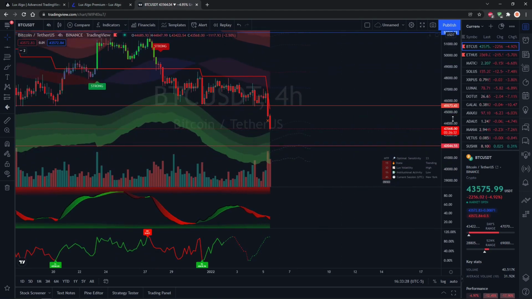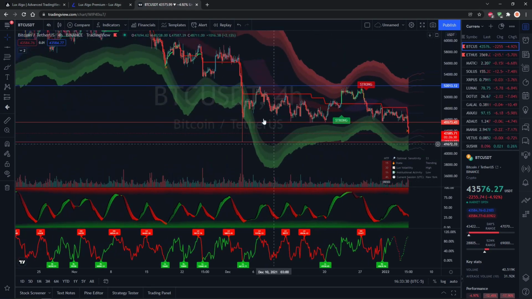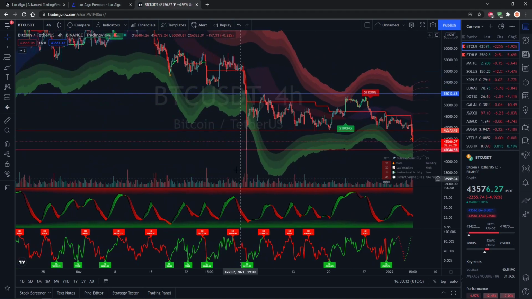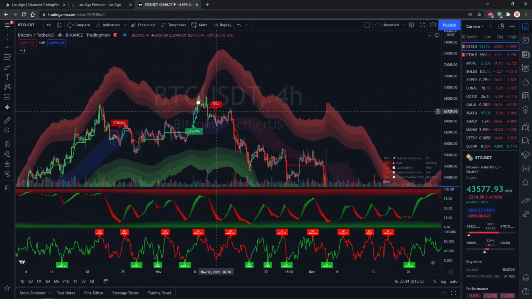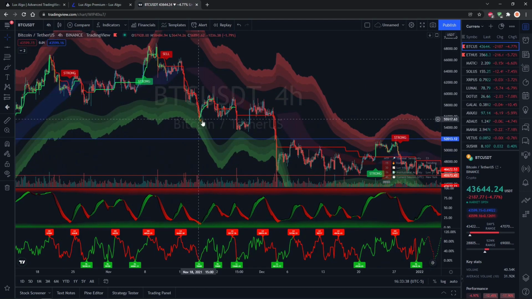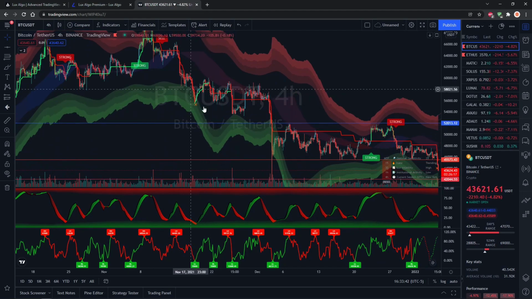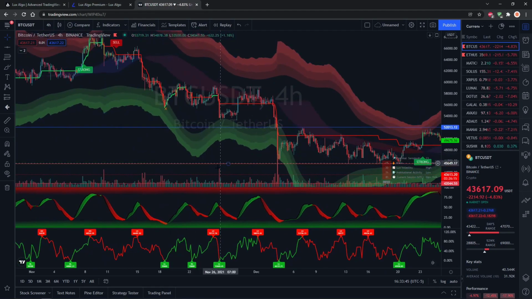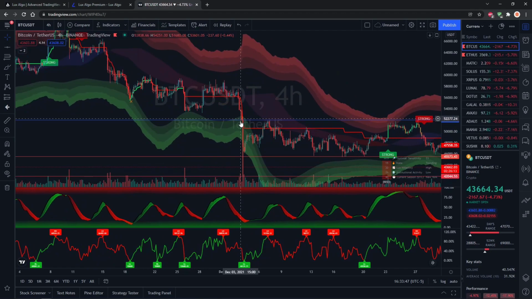So these are really good to use too. You can almost use them to tell when to buy and when to sell, right? When you're really high up, it means it's really overbought and you should be selling. And when it's really in the green, it usually means it's really oversold and you should be looking to buy.